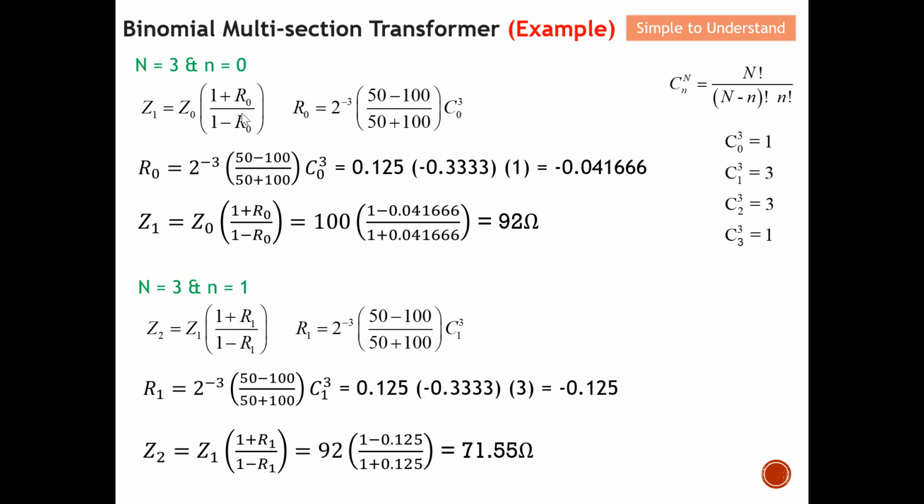Now I'm ready to calculate my first stage of impedance, Z1. I will calculate using this formula here. Z0 is the characteristic impedance of the transmission line, which is equal to 100, the question given to me. So 1 plus R0, where R0 is equal to minus this term here. So instead of plus, it becomes 1 minus minus 0.041666 here. So the minus becomes positive. Therefore, this will be equal to 1 plus 0.041666. So from here, I have successfully calculated my first stage of the multi-section transformer, which is 92 ohms.